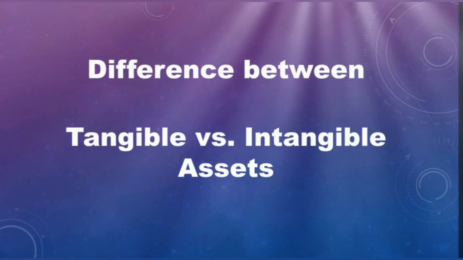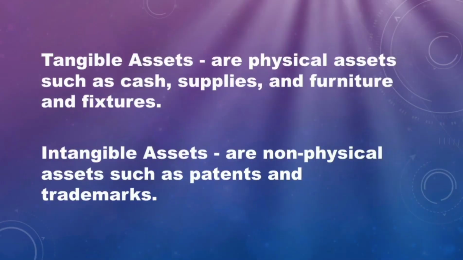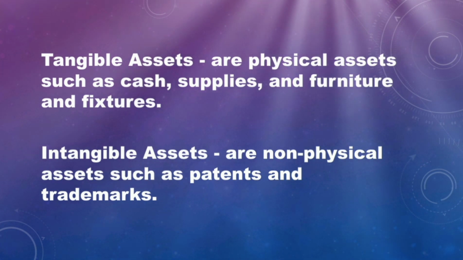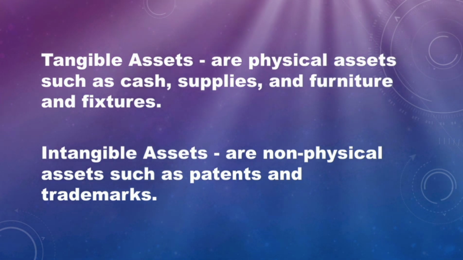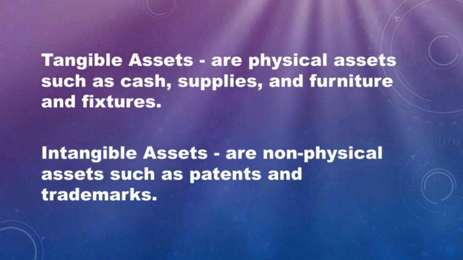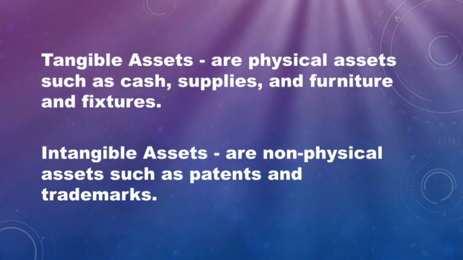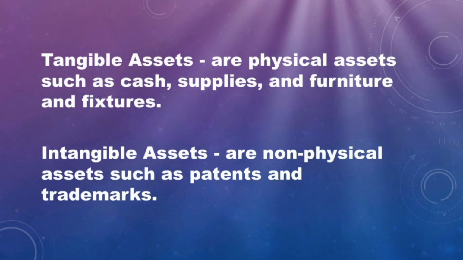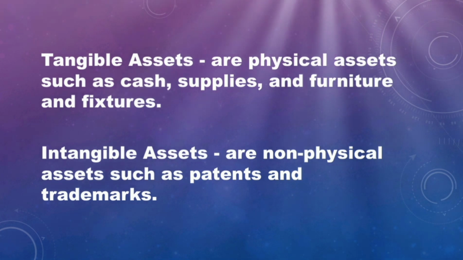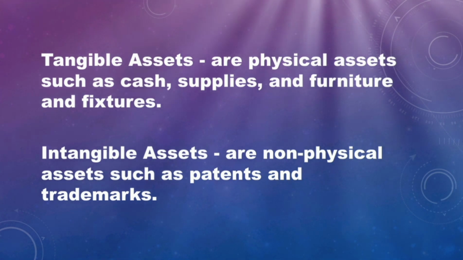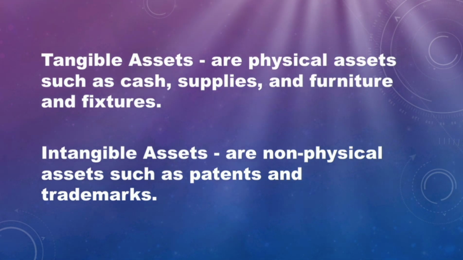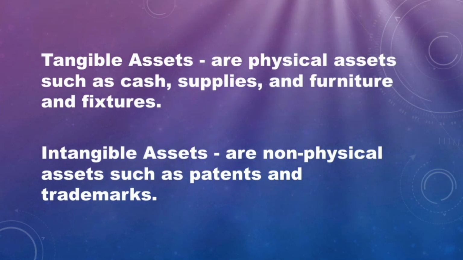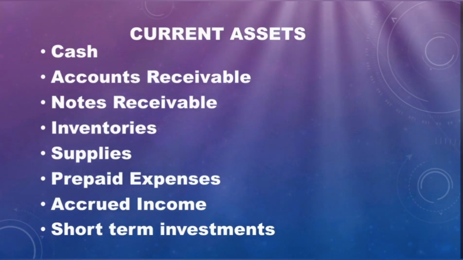Now, we are going to proceed to tangible assets versus intangible assets. Tangible assets are physical assets such as cash, supplies, and furniture and fixtures. Intangible assets are non-physical assets such as patents and trademarks. So that is the difference between current assets, non-current assets, tangible and intangible assets.